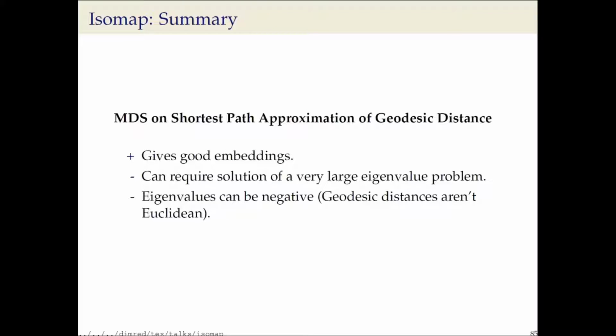So the ISOMAP is just the multidimensional scaling on the shortest path approximation of geodesic distance. We think of geodesic distance as the real distance that you would have to go around through the data, but they use this shortest path approximation. Just like in that roadmap example, eigenvalues can be negative. So it's not a Euclidean distance. But I think that may be a good thing, actually.